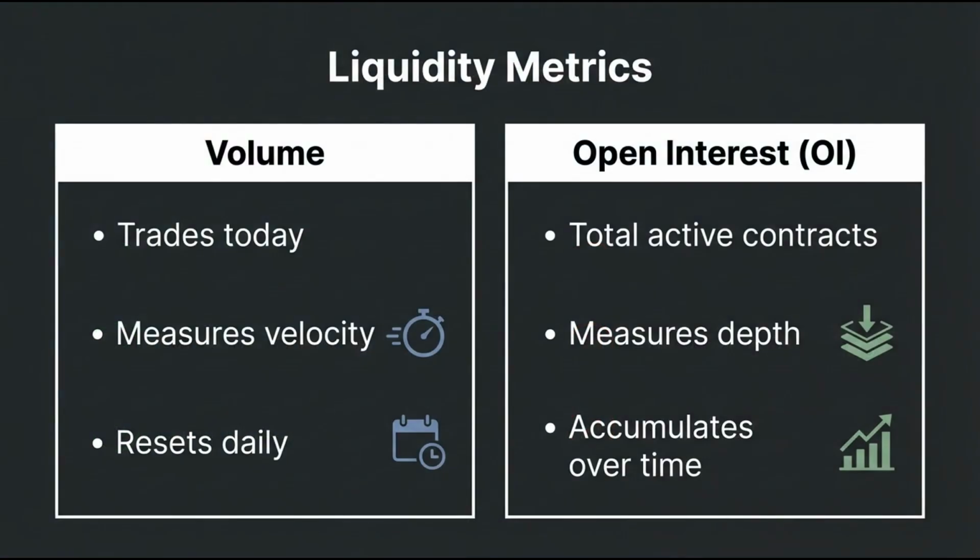To gauge the health of a specific contract, we look at volume and open interest, often abbreviated as OI. Volume tells you how many contracts have changed hands today. It is a measure of current activity and velocity. Open interest represents the total number of outstanding contracts that exist and have not yet been closed or exercised. While volume resets daily, open interest accumulates. We prefer trading strikes with high open interest because it ensures there is an established market of participants, making it easier for you to exit your position later.